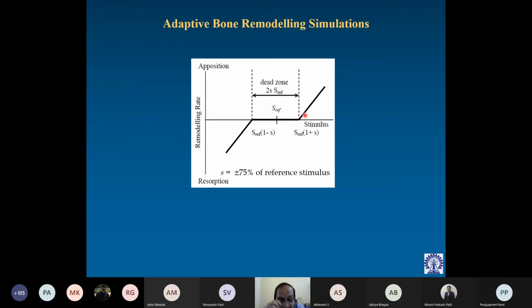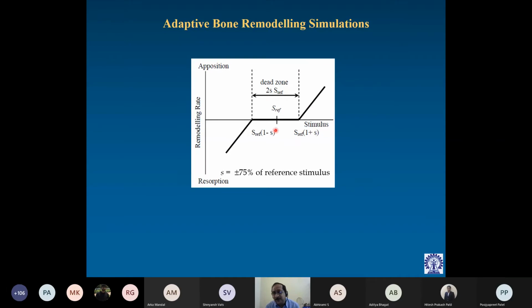So these things have come up through observation and different experiments, and finally what people have agreed upon is a value of 75% plus minus on both sides of the SREF as a zone which can be designated as a dead zone or a lazy zone. And in this zone, the bone cells don't react too much, okay, to trigger a substantial bone remodeling. Okay. But the zones beyond the dead zones on the left and right are the active zones.